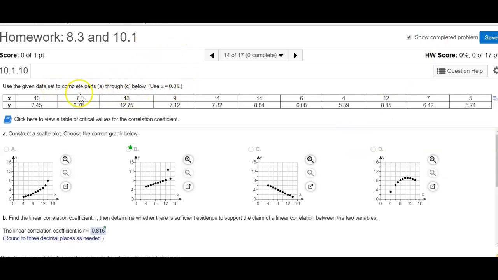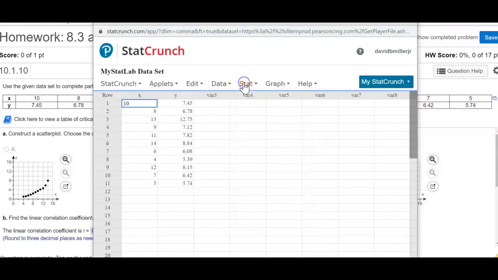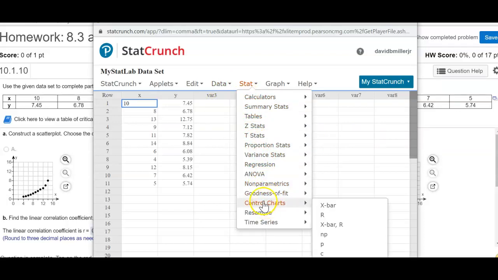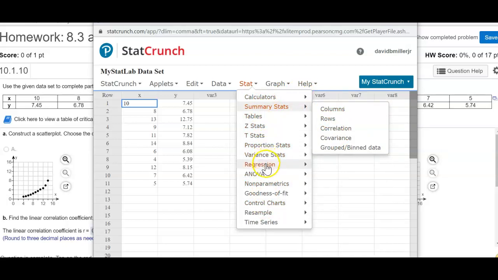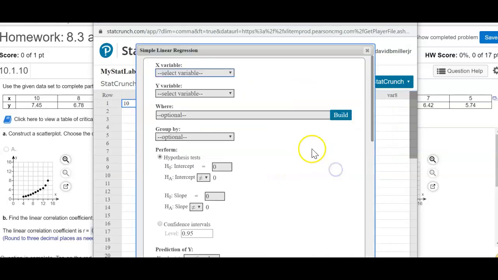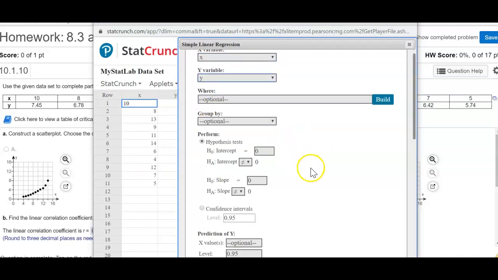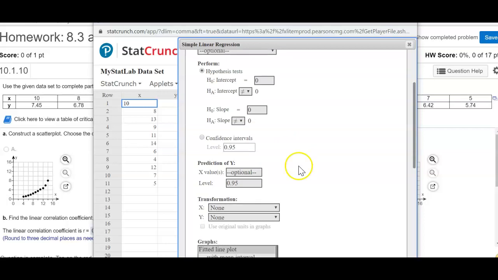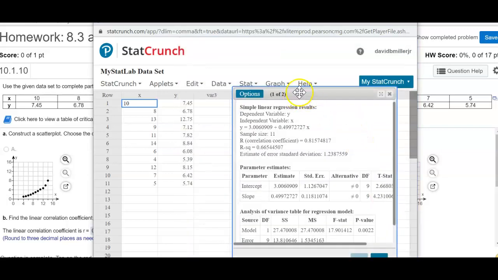Okay, the next one of these that we want to look at is question 14. Use the given data set to complete parts A through C below. Use alpha is 0.05. Now again, the nice thing is we can just pop this open in StatCrunch, and we can go to Stat, Calculators, Regression. Our x variable is x, our y variable is y, the way this loaded in. And I think we're just going to run it just like that.